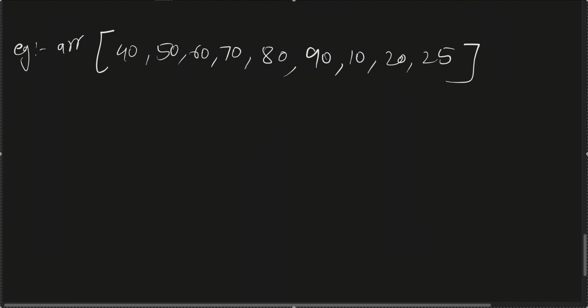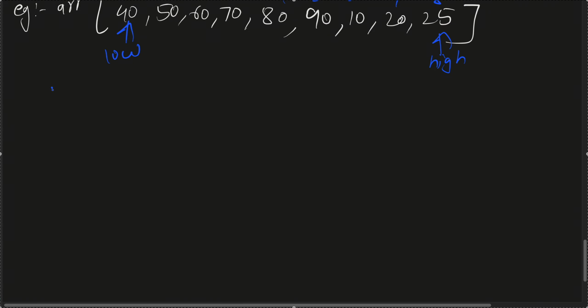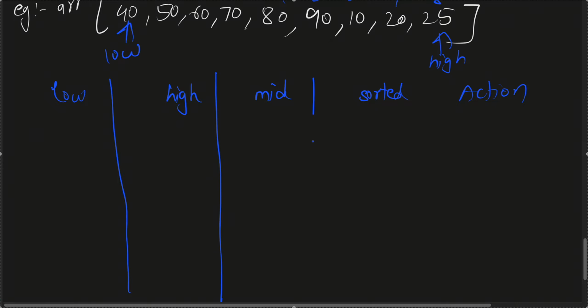This was the array. Let me do the indexing: 0, 1, 2, 3, 4, 5, 6, 7, 8. This is our low pointer. This is our high pointer. Let me also draw the table that we always draw for better understanding and for better dry running the code: sorted and action, low, high, mid, sorted reason.